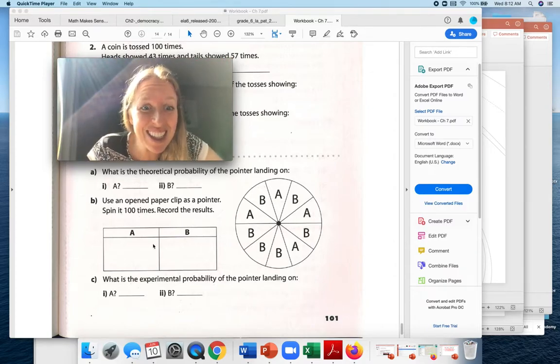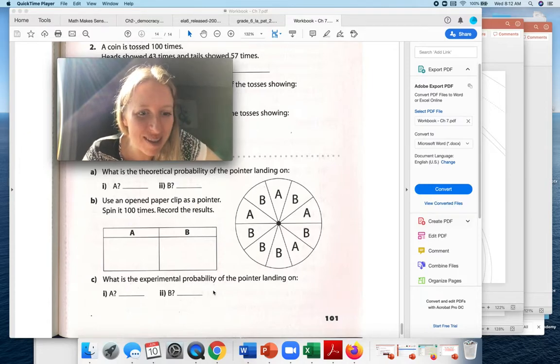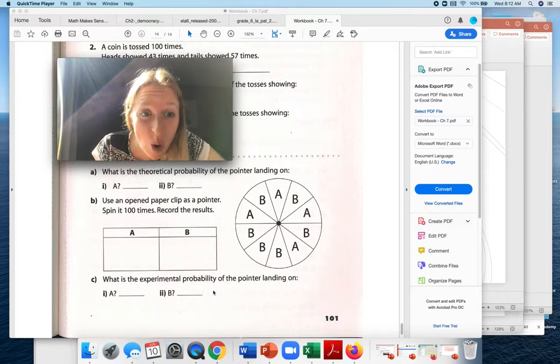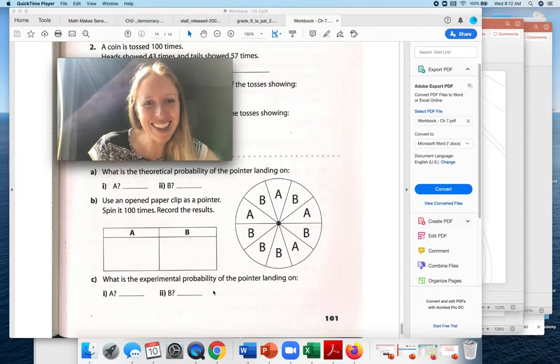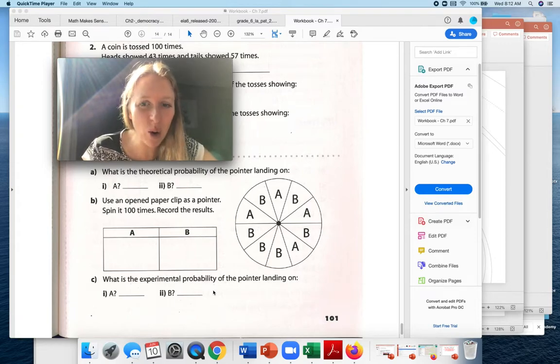It says to do this 100 times. So that's going to be probably more time consuming than the rest of the homework put together. And then you get to answer your own questions. What was your actual experimental probability? So that's it for today. Hopefully we're learning the difference between the two of them. Okay, good work. See you soon.